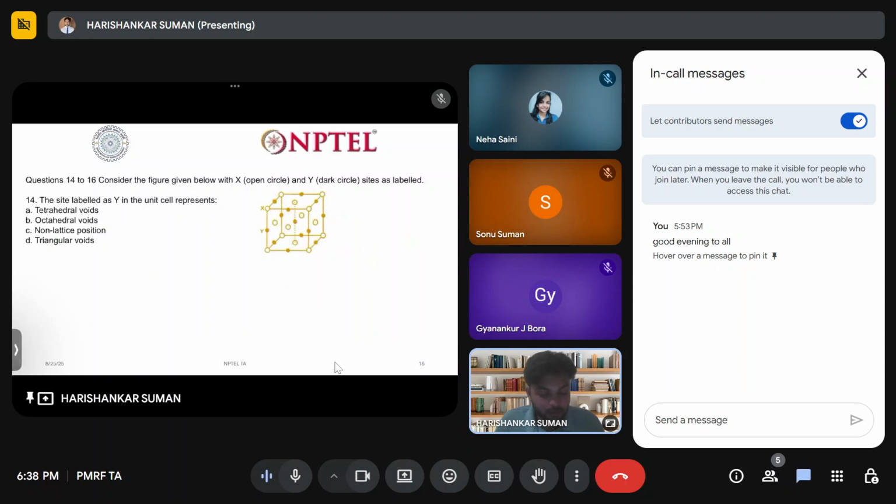So see this question. We will discuss this diagram based on questions 14 to 16. The figure given below has one circle, a dark circle, as a label. The site labeled Y in the unit cell represents what? Yes, we have discussed already about the tetrahedral, octahedral. Now let us see the position and triangular position. Please give me the answer.